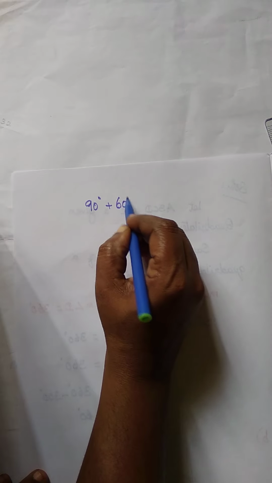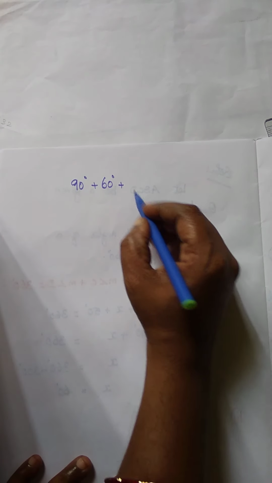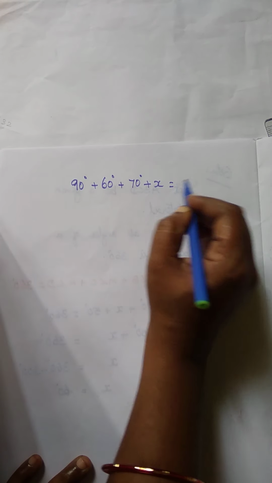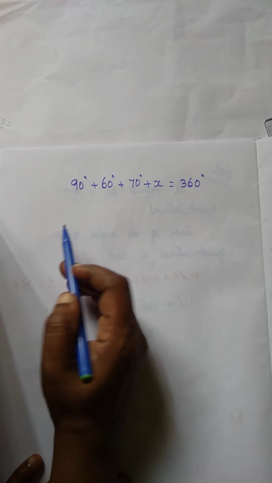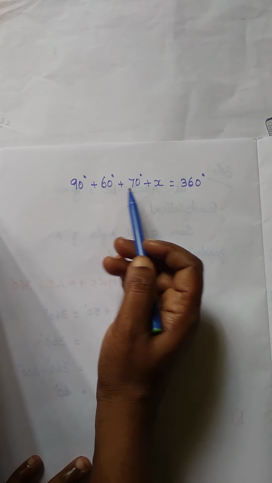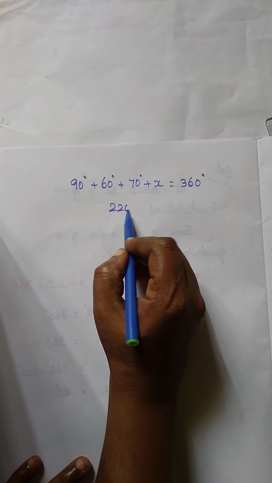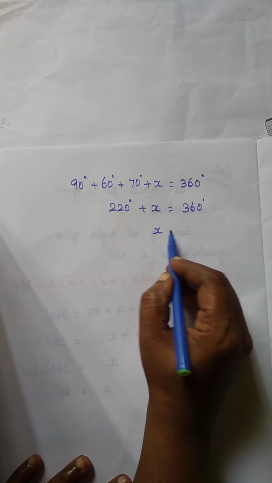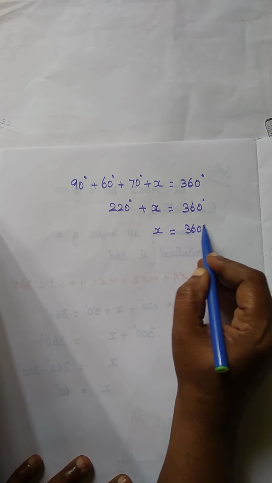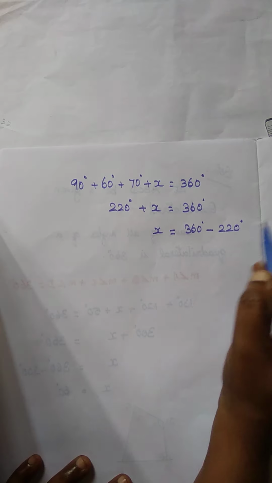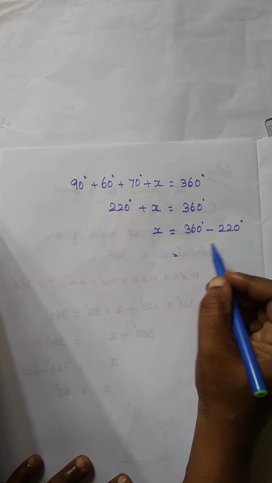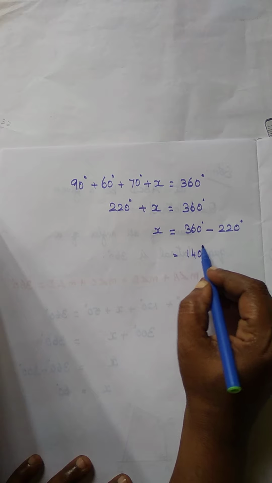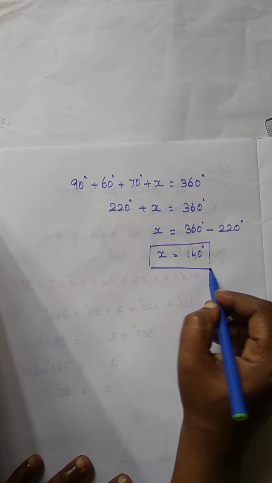Now we write. So 90 degree plus 60 degree plus 70 degree plus x is equal to 360 degree. Now we add this, 90 plus 60 is 150, plus 70 is 220. 220 degree plus x is equal to 360 degree. Now we find the value of x. That is x equal to 360 degree minus 220 degree. Now the value of 360 minus 220 is 140 degree. So the x value is 140 degree.